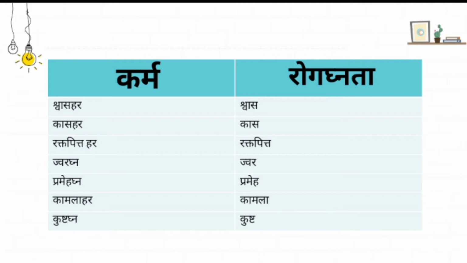Shwaasahara, indicated in Shwasa; Kaasahara, indicated in Kaasa; Raktapittahara, indicated in Raktapitta; Jwaraghna, indicated in Jwara; Pramehaghna, indicated in Prameha; Kamalahara, indicated in Kamala; Kushtaghna, indicated in Kushta. So why is it Shwaasahara? As it has a mucolytic property. Vasa has mucolytic and expectorant properties, so it is indicated in Kaasa, Shwasa as well, and it acts as a bronchodilator. It clears the bronchioles. That's why it is used as Kaasahara and Shwaasahara.